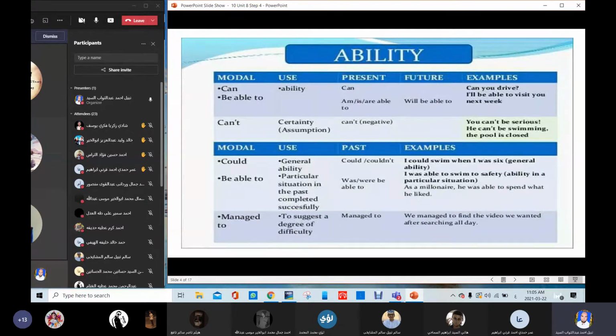Managed to means exerting effort, doing something with difficulty. I was able to get out from the window. So was able to is doing something in a particular situation, not talking about ability in general. If you are talking about ability in general in the past, use could or couldn't.